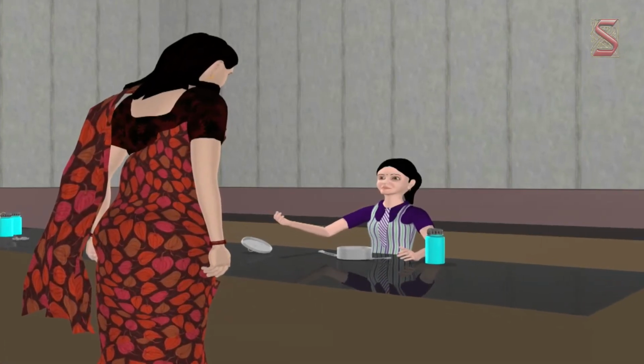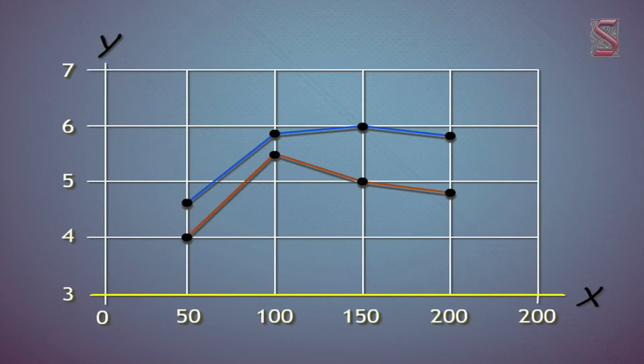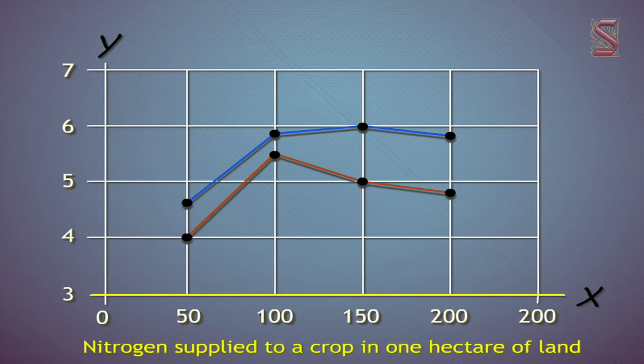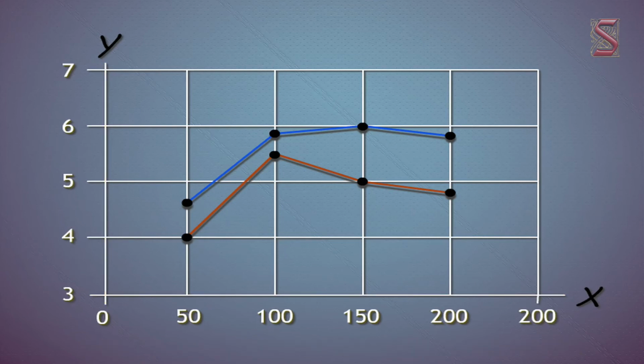How? Look at this graph. On the x-axis is the gradation of nitrogen supplied to a crop in 1 hectare of land. On the y-axis is the yield in tons per 1 hectare of land. There are two graphs lined in the grid. The blue line represents crops which are supplied with sufficient amount of water. The red line represents the crops which are supplied less quantity of water.